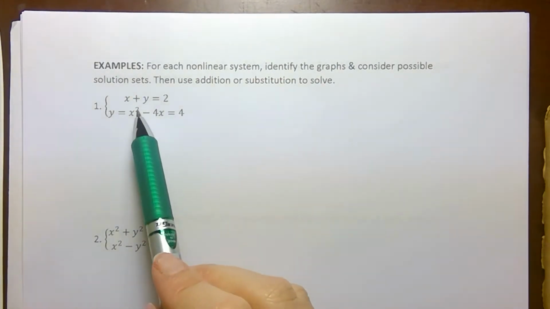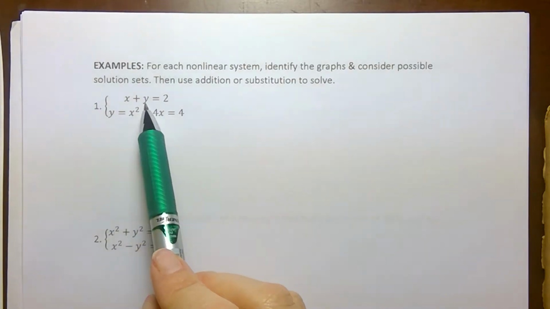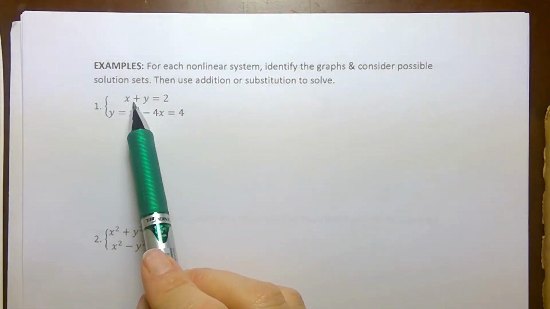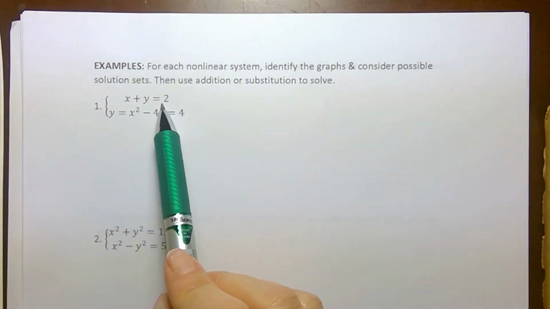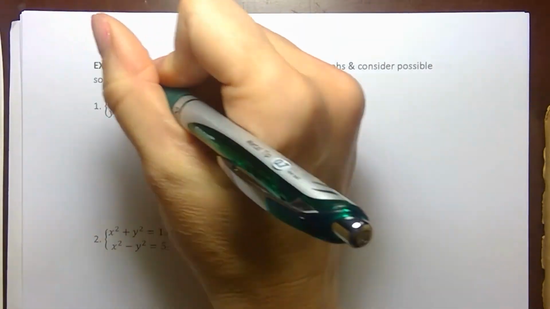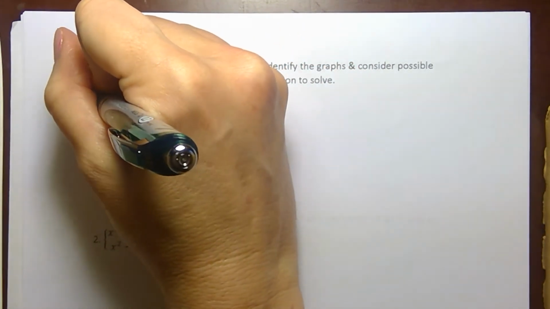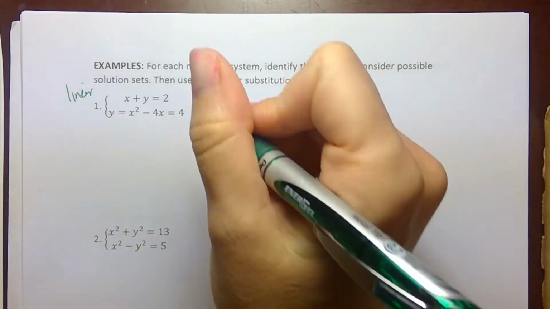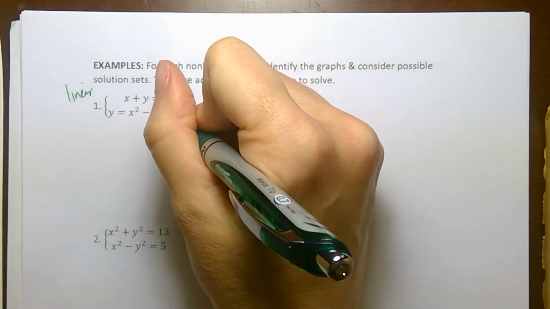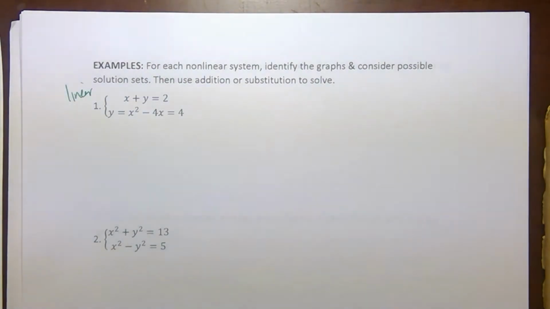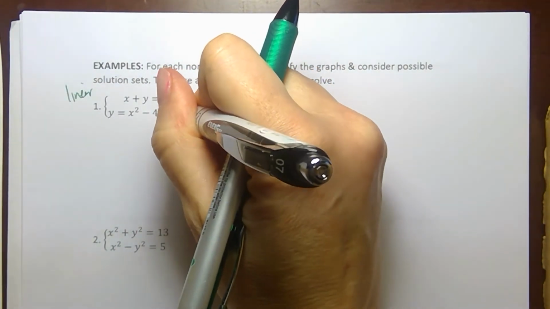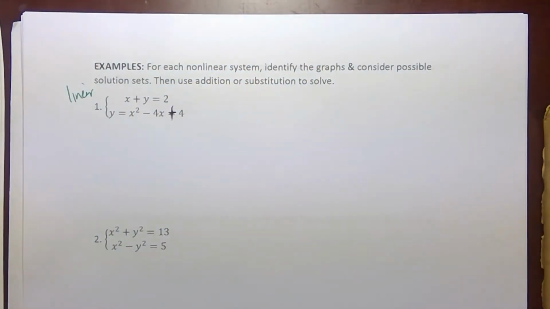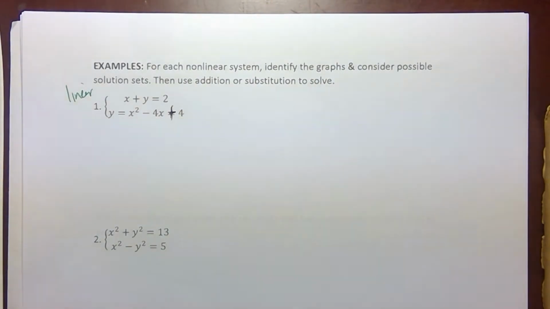Well, my first equation in this system is just x and y, no exponents other than 1. So this is a linear equation. And this one, y equals x squared minus 4x. Oh, that should be plus 4. That's my first typo. I need to fix that one. So y equals x squared minus 4x plus 4.